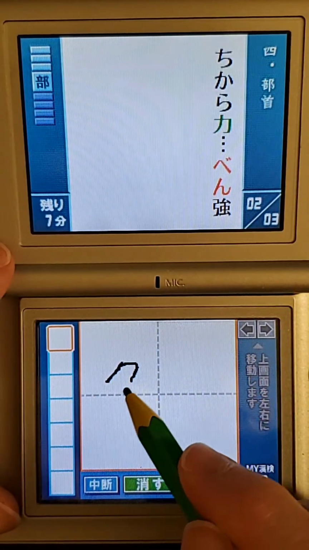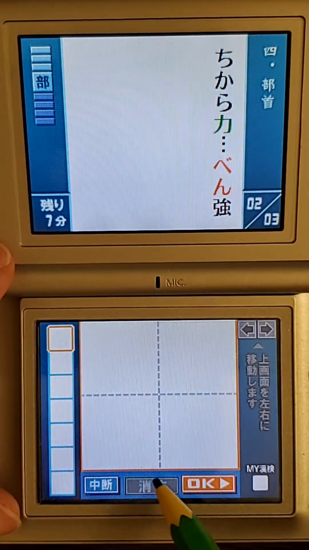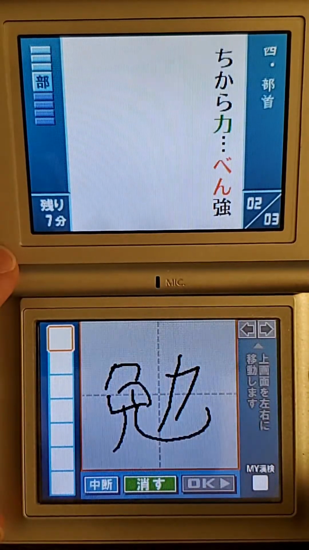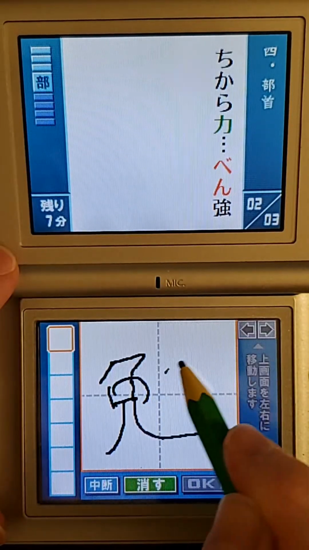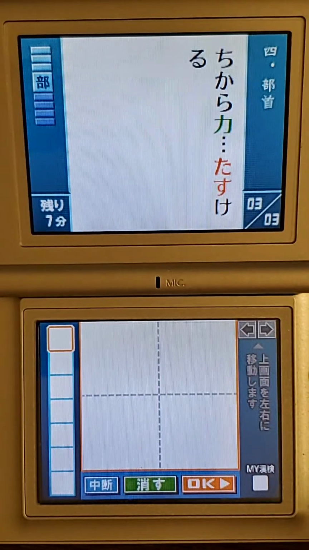So again, this one always gives me issues when I write it. See, watch how many times it takes me to write this. I'll just go fast because it's going to annoy me anyway. Okay, there we go. Took me 3 tries.